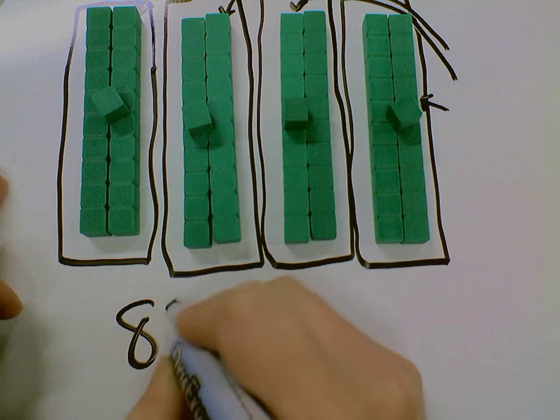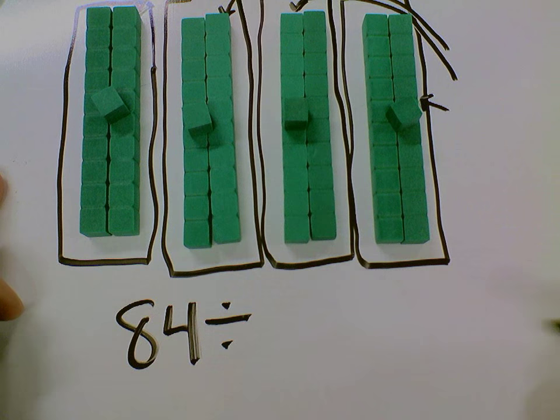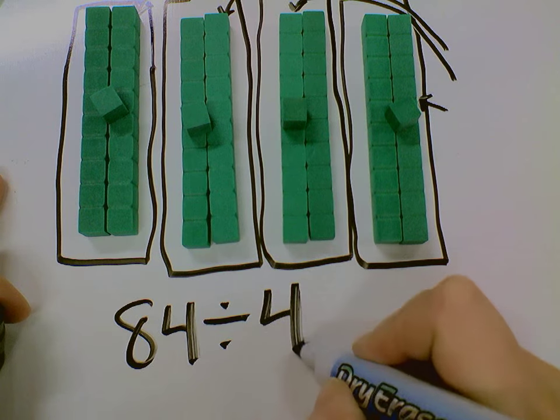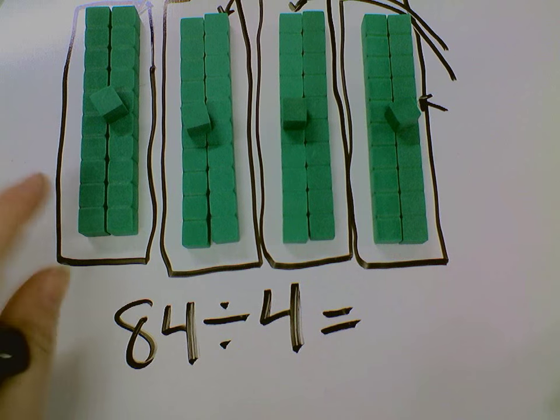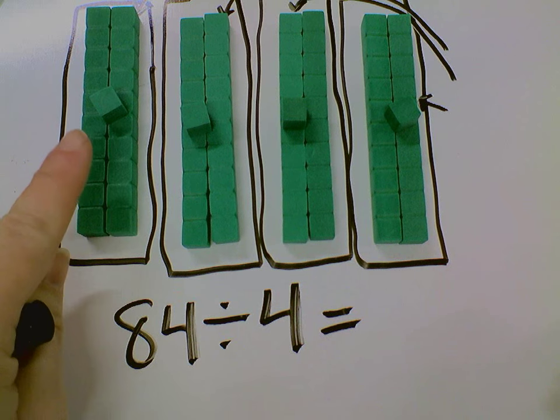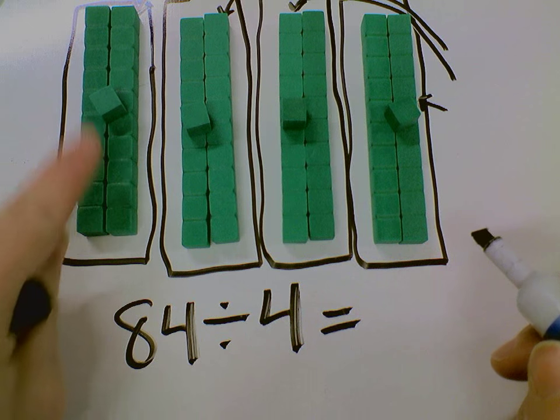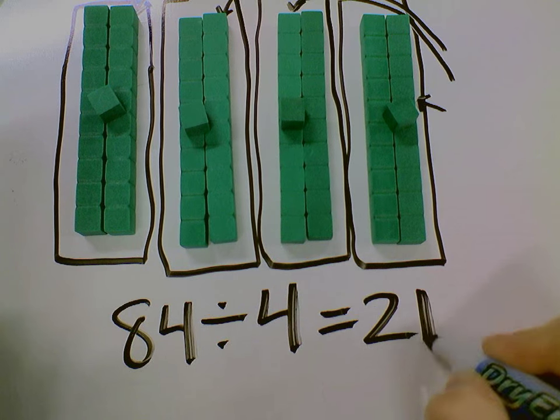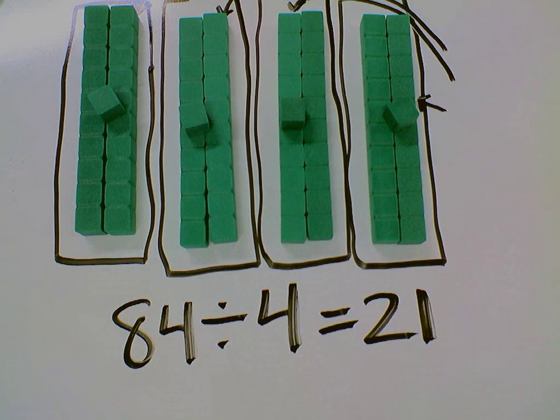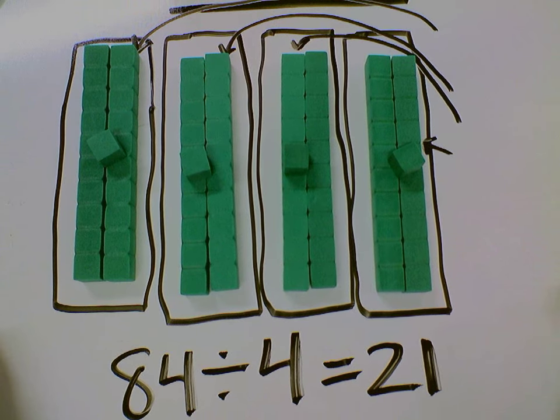We started with 84 base 10 blocks. We divided them into 4 equal groups, and that gave us 2 tens and 1 one in each group. Well, that equals out to be the number 21. So my quotient is 21. Well, perfect. That was nice and easy to group equally into 4 equal groups.